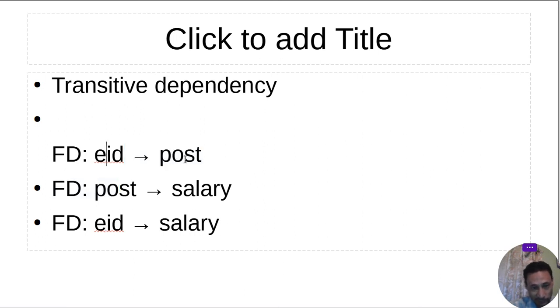EID determines post, post determines salary. So what we can conclude is employee ID determines salary. If we find this kind of functional dependency within the database table, it will create problems. So this transitive dependency also should be removed from the database design.